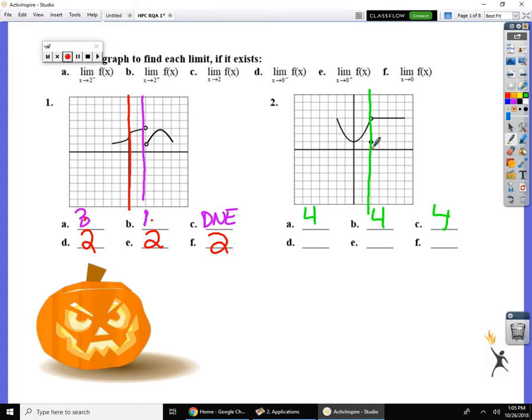Okay, now looking at 0. There's the 0 line. The right hand touches at? 1. Left hand? 1. Therefore, the limit is 1. This dot here is only good for function notation. If I asked you f of 2, you would then say 1. It does not help me with the limit. The limit is looking at the graphs. Okay?